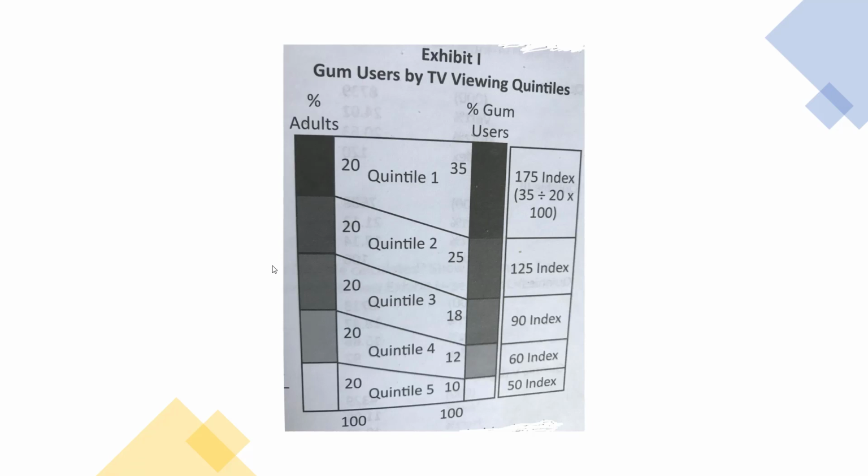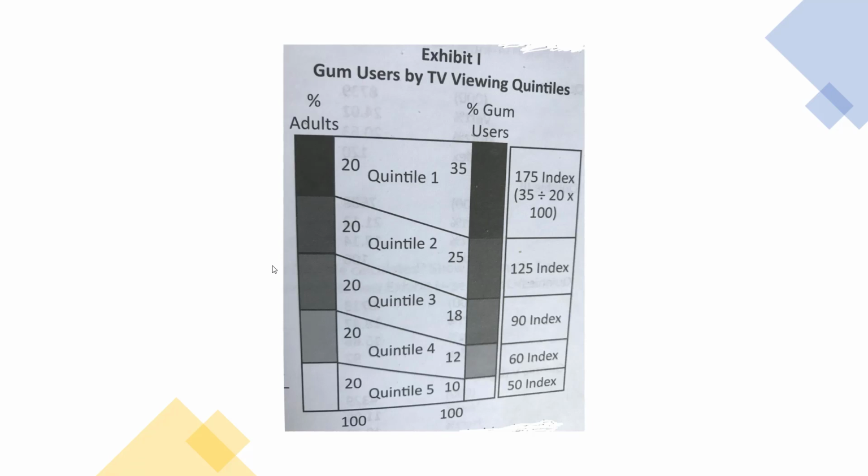And then we have quantile 4, which is 60. It's 40 points below the 100 benchmark. And the last quantile has 50, which is actually 50 points less than the benchmark of 100. As you can see, the top quantiles, quantile 1 and quantile 2, are the heaviest users of TV. And the last quantiles, quantile 4 and quantile 5, are the least users of television.